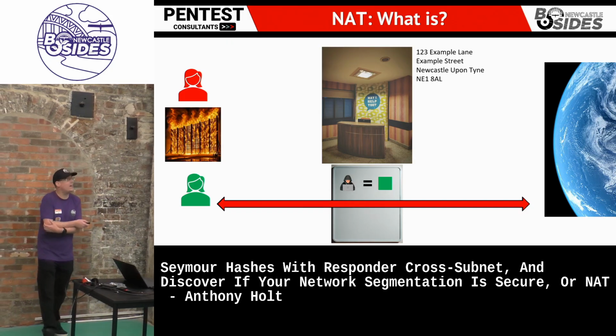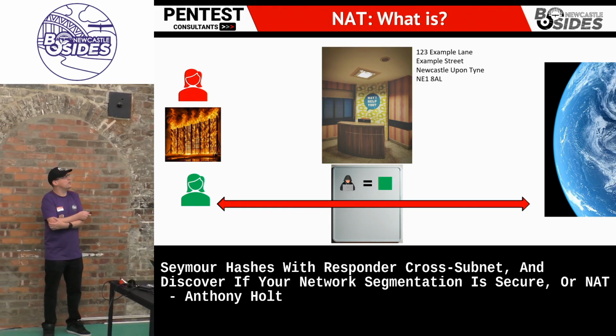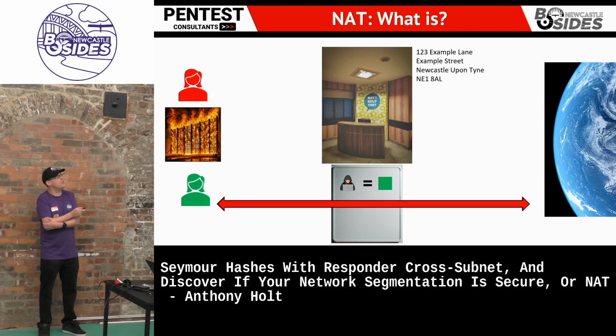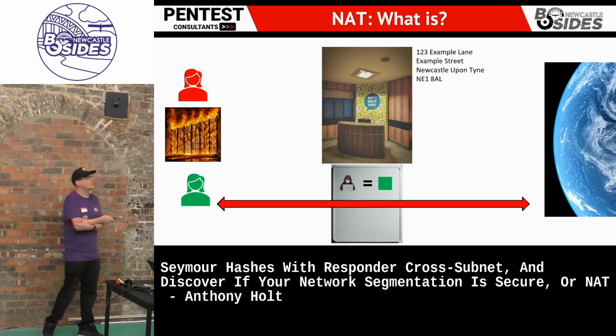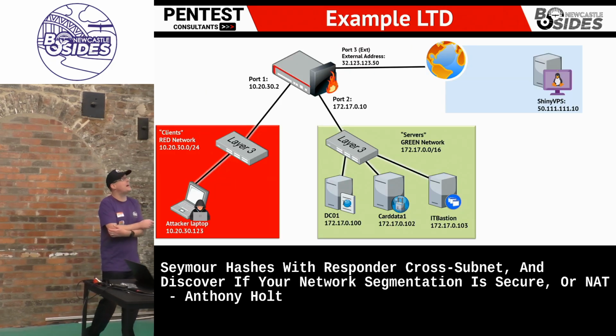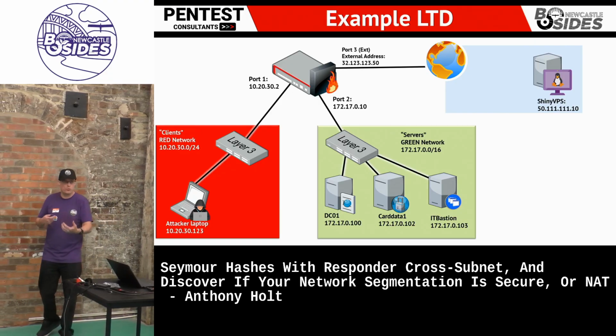Even if your organization has a firewall that says red network is not allowed to talk to green network, now the attacker's talking to the green network through the link that's been created, which is really bad. So how does this look on our example limited, and how would this look on a real network?